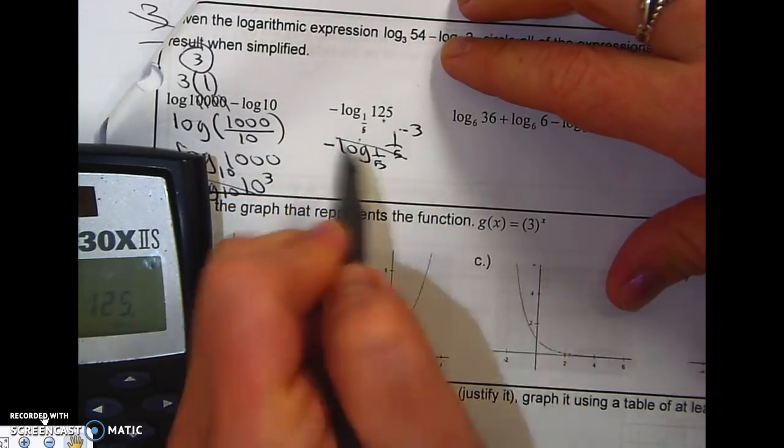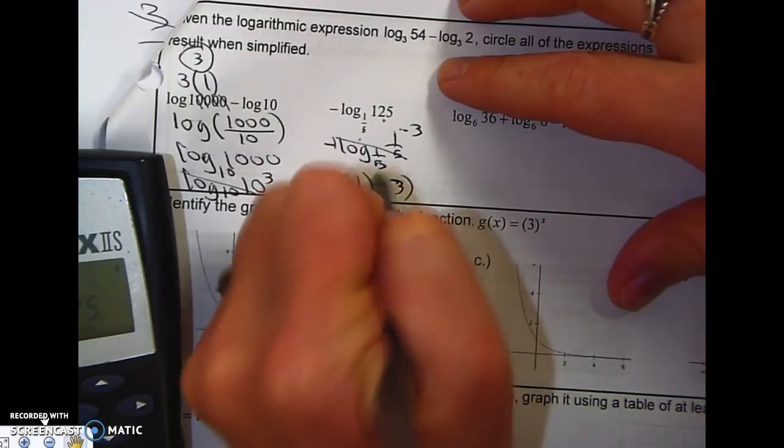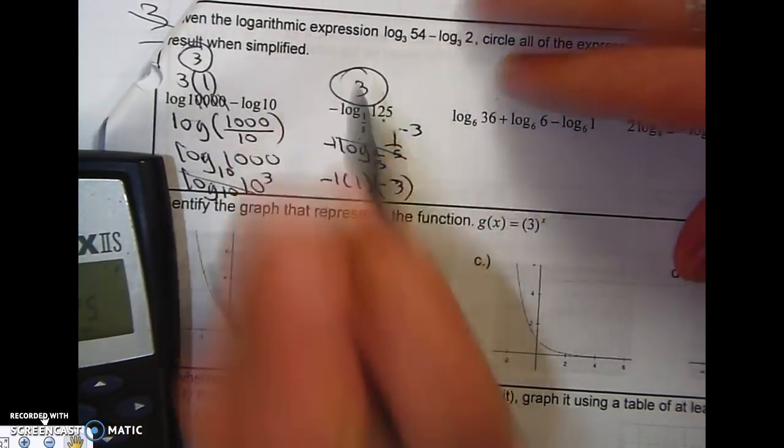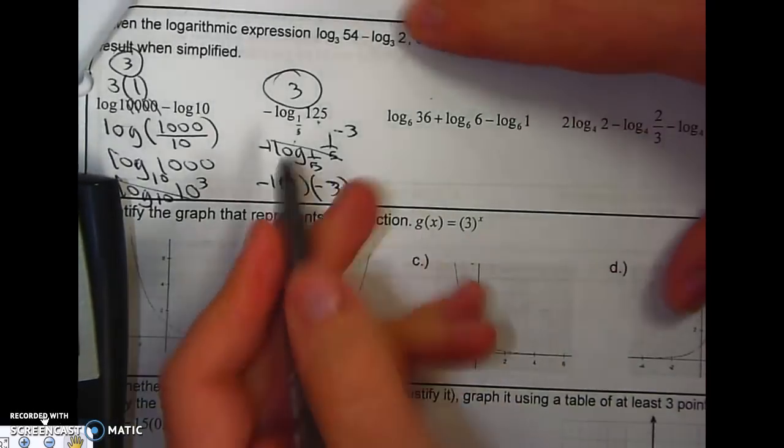Then that turns into 1. This is an imaginary -1. That's a 1. That's a -3. Multiply them, and you get +3. Okay? Let's go to the next one.